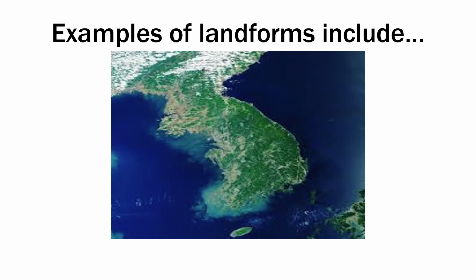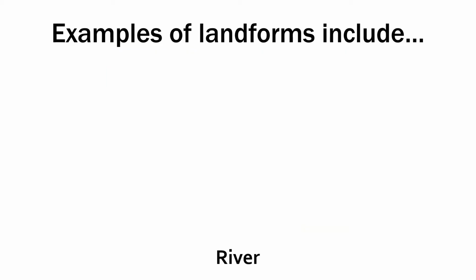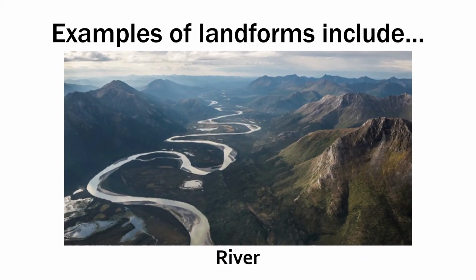Let's take a look at this one. This one is called a peninsula. A peninsula is a piece of land that is surrounded by water only on 3 sides. Before, we saw an island. An island had water on all sides. Now let's look at this one. This is called a river. You will often see rivers in valleys in between mountains.